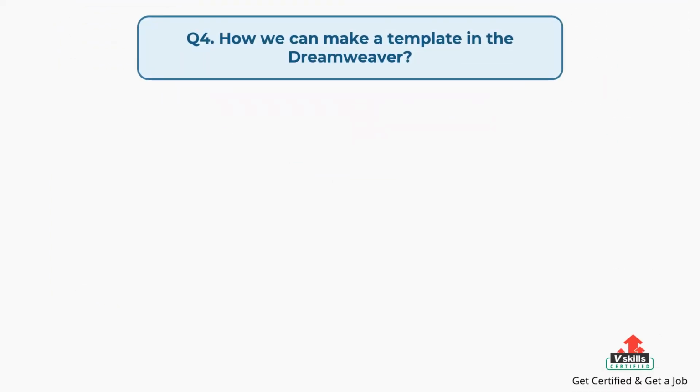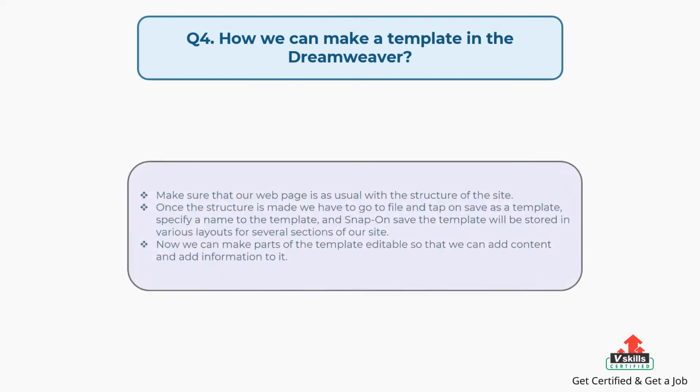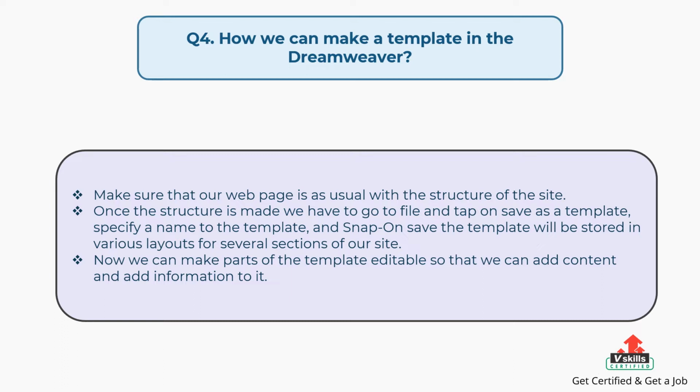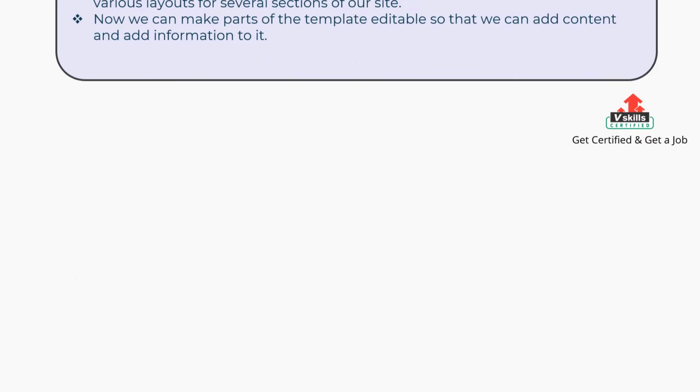Question number 4. How can we make a template in Dreamweaver? The answer is make sure that our web page is as usual with the structure of the site. Once the structure is made, we have to go to File and tap on Save as a template, specify a name to the template, and click on Save. The template will be stored in various layouts for several sections of our site. Now we can make parts of the template editable so that we can add content and information to it.